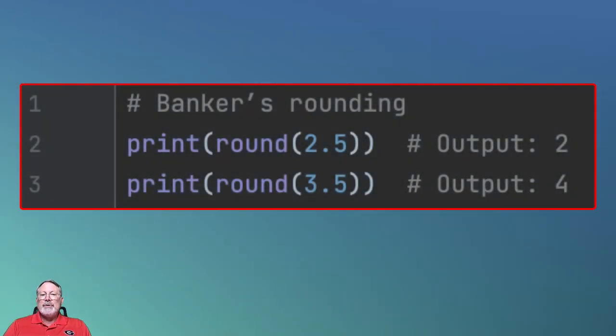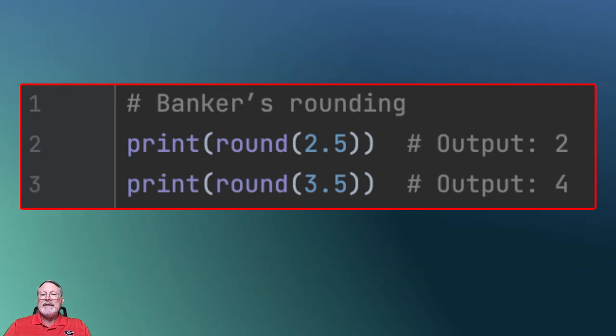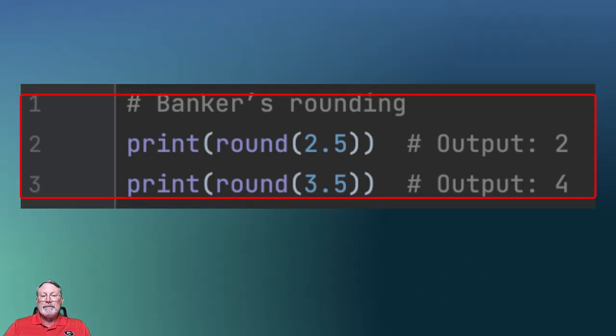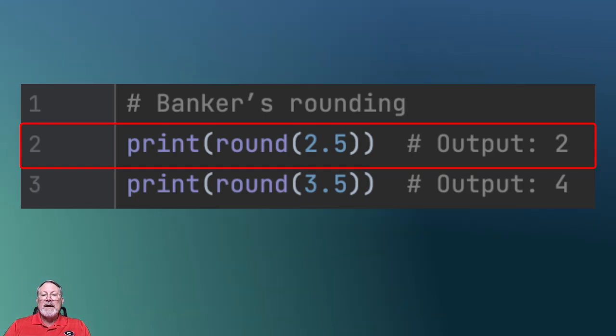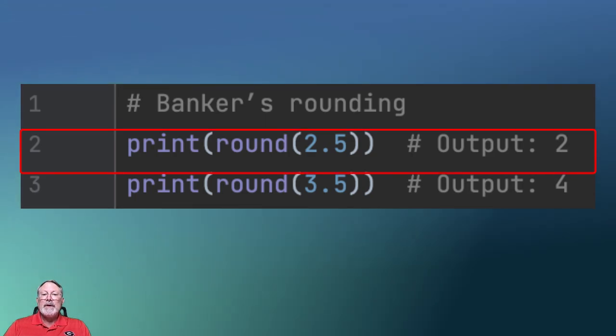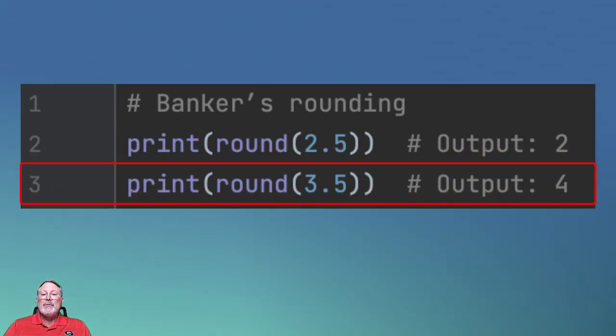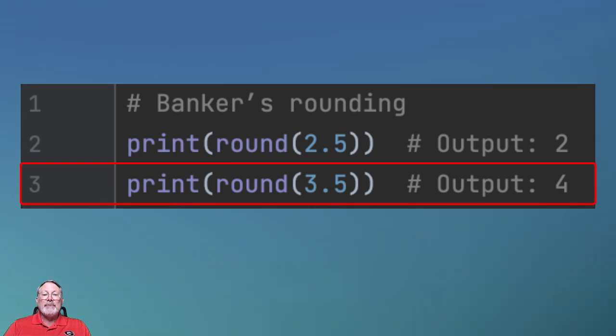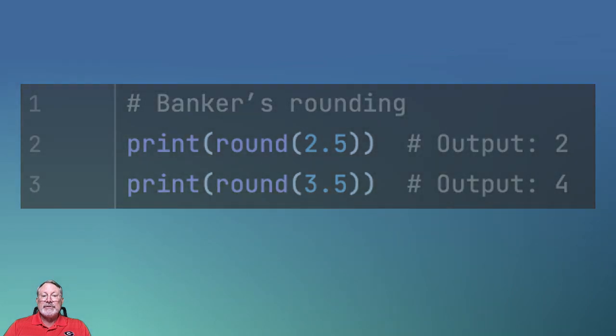The round function uses Banker's rounding, where ties round to the nearest even number. Let's see this in action. Here, 2.5 rounds down to 2, and 3.5 rounds up to 4, ensuring balanced rounding over many calculations.